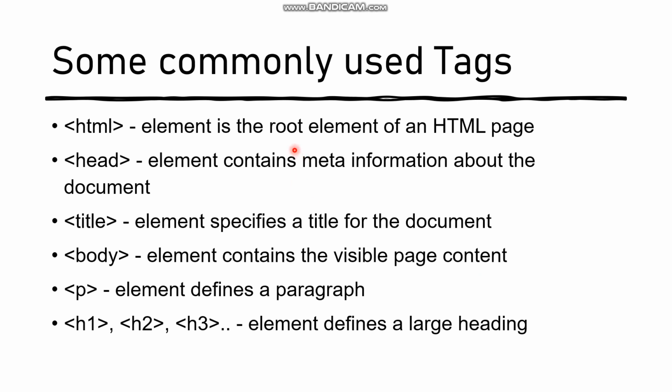Some commonly used tags are the HTML tag, which is the root element of an HTML page. Everything is enclosed under the HTML tag. We have a head tag, which contains the meta information about the document. We have title, which specifies a title for our document. We have a body tag, which is really important, which contains the visible content on our web page. Everything which is visible on our web page is under this body tag. We have a paragraph tag which defines a paragraph, and then we have heading tags which are h1, h2 till h6, which are normal heading tags.